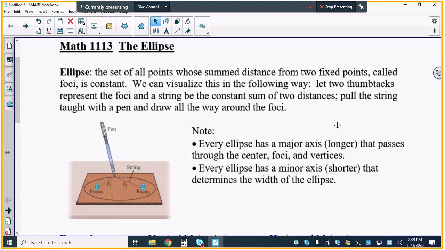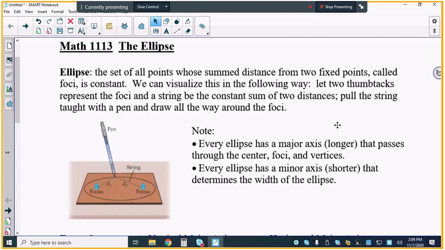In this video, we're going to talk about the conic section ellipse. What is an ellipse? The set of all points whose sum of distances from two fixed points, called foci, is constant. We can visualize this in the following way.